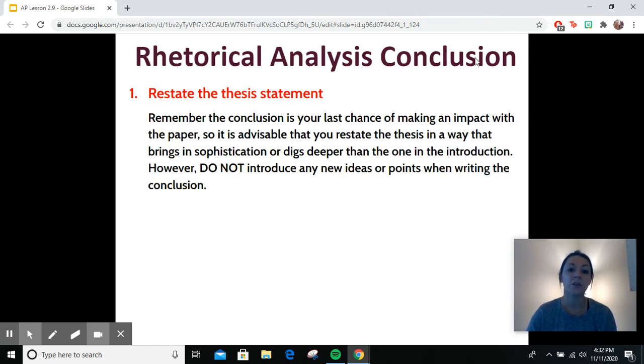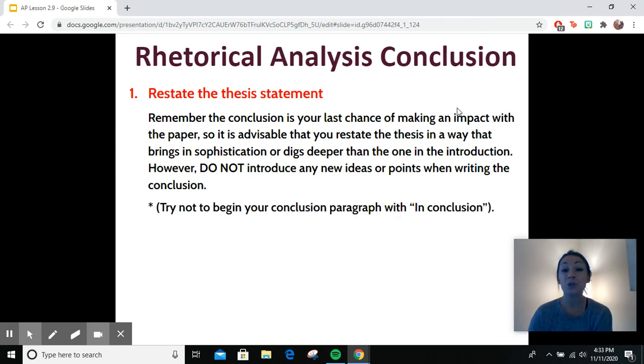Remember, the conclusion is your last chance of making an impact with the paper. So it is advisable that you restate the thesis in a way that brings in sophistication or digs deeper than the one in the introduction that you wrote. However, do not introduce any new rhetorical choices, new ideas, new claims. Don't introduce anything new. This should all just be restating what you've already written. Try not to begin your conclusion paragraph with "in conclusion."